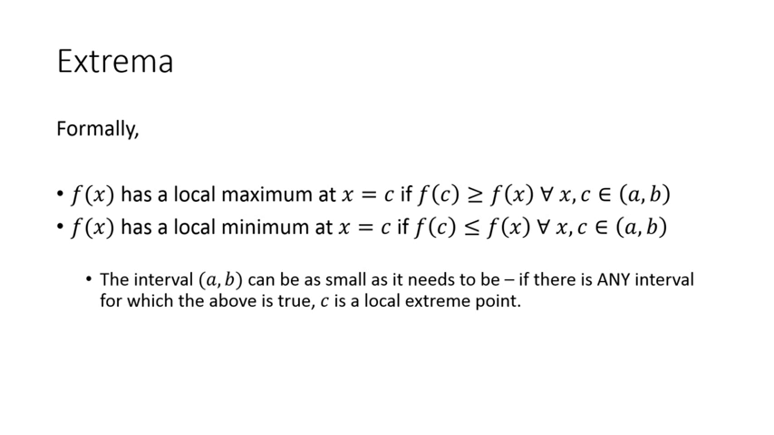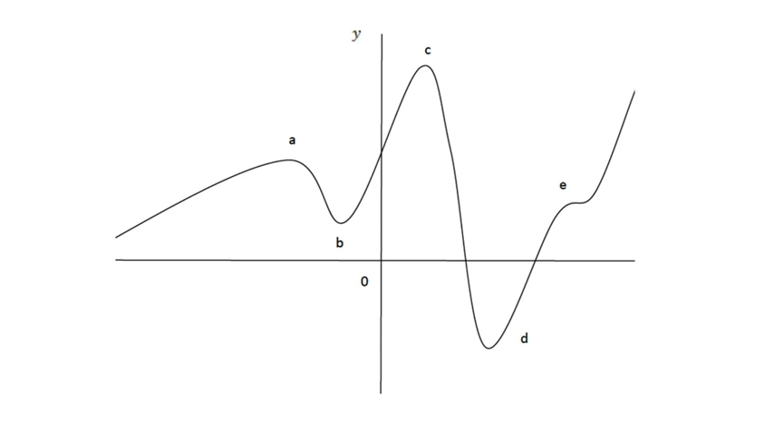The minimum of a function, the local minimum of a function, is, again, the same definition in reverse: over some interval, f of c is the smallest value. It does not matter how big the interval a to b is. We can make it arbitrarily small as long as there is some interval for which the above is true. We consider it a local minimum or a local maximum.